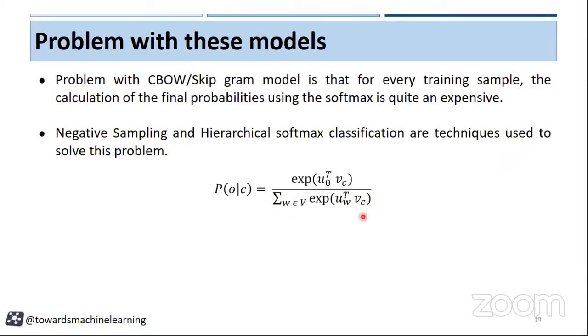As big as your dictionary data set or dictionary size, the computational cost of performing the softmax function is higher. So how are you going to reduce this computation cost? There are two types of techniques here. One is negative sampling and the second is the hierarchical softmax classifier that we are going to see.